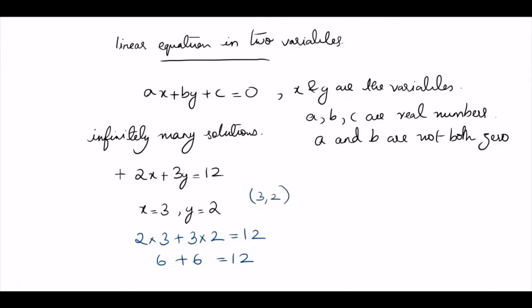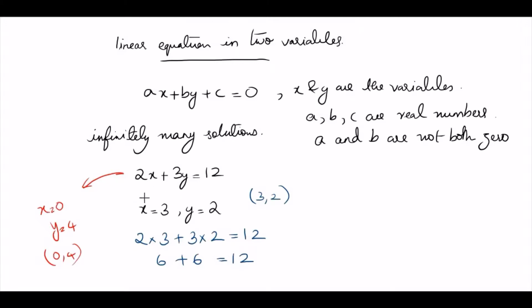If you take the value of x as 0, then 3y is equal to 12. So y equal to 12 by 3, that is 4. So y equal to 4. So (0, 4) is another solution for this equation. Here you have got (3, 2) and (0, 4) as solutions for this linear equation in two variables.